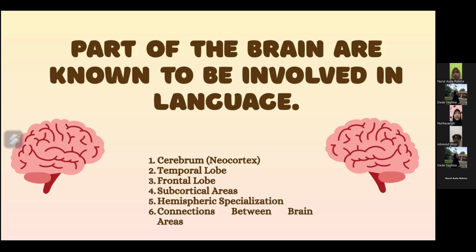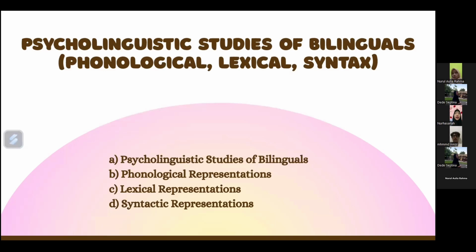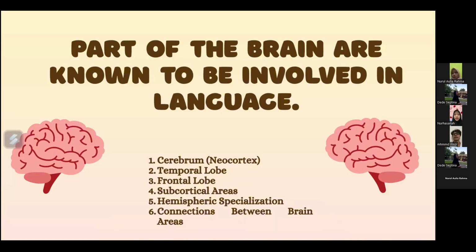Next, we have the connection between brain areas. So what happens if these brain areas are damaged?